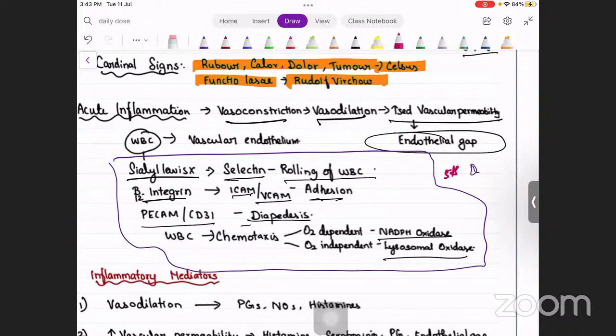Okay, Sialyl-Lewis X binds selectin, which mediates the rolling. Adhesion is mediated by integrin, binding with ICAM and VCAM. Okay, and then you have diapedesis, which is mediated by PECAM or CD31. Chemotaxis of WBC: O2 dependent is NADPH oxidase, and O2 independent is lysosomal enzyme.